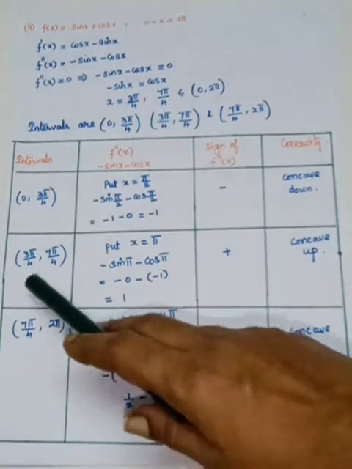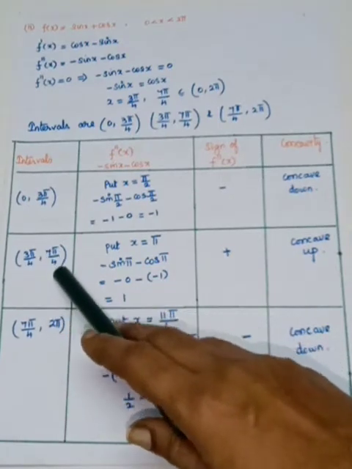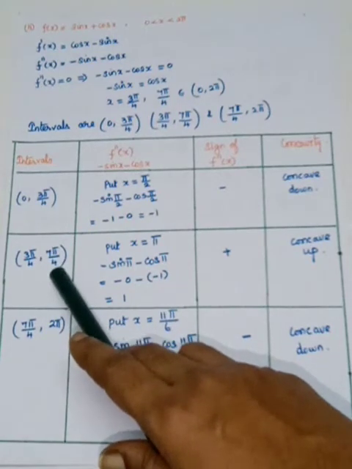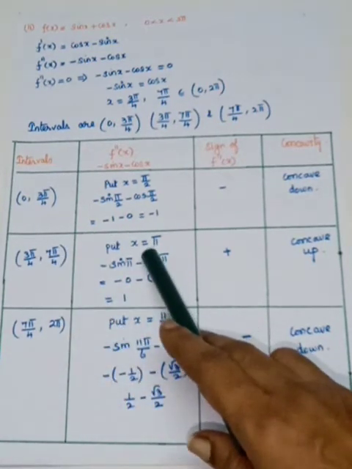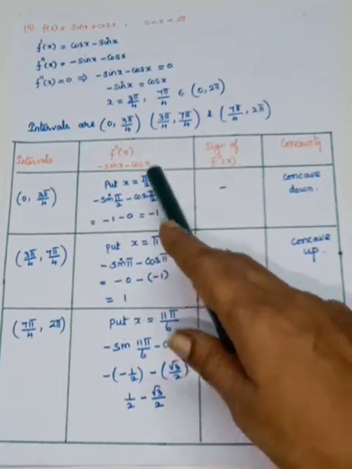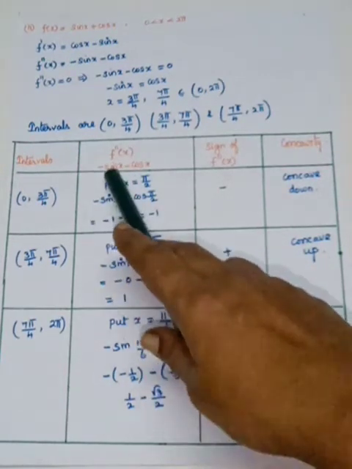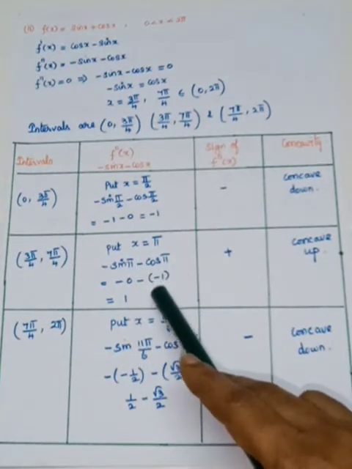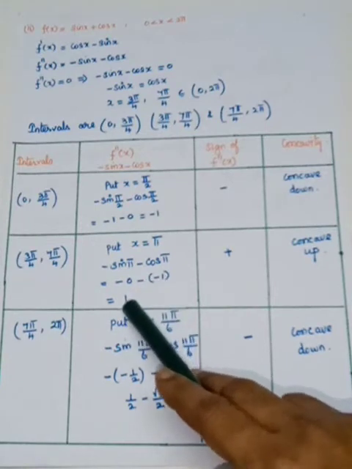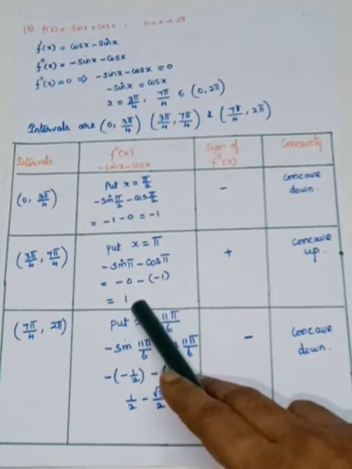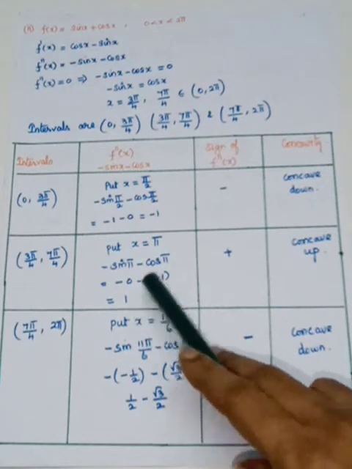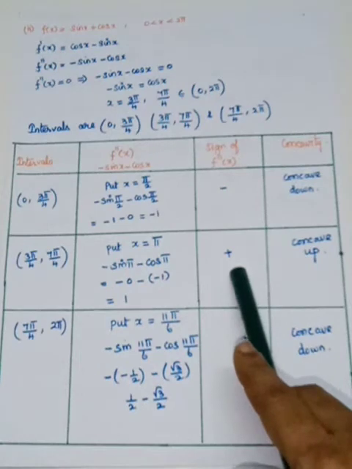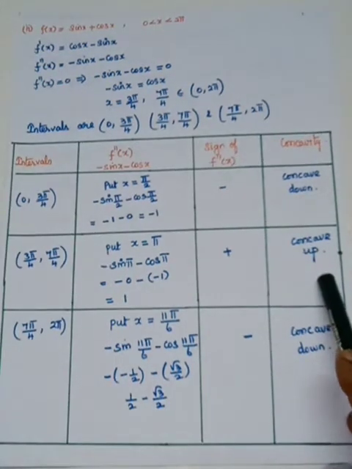Okay. So you go for the next interval, 3 pi by 4 to 7 pi by 4. That is 135 degree to 315 degree. So on that you can go for x is equal to 180 degree. If you substitute in f double dash of x, that is minus sin pi minus cos pi. Sin pi is 0 and cos pi is minus 1. So minus into minus is plus 1. So therefore here you are getting 1. So 1 means it is greater than 0. So the sign of f double dash of x is positive. If it is positive, it means it is concave upward.